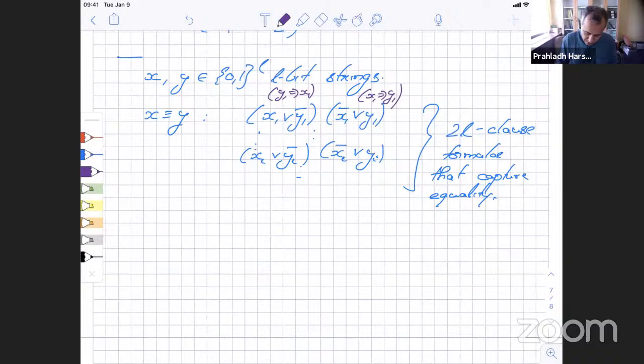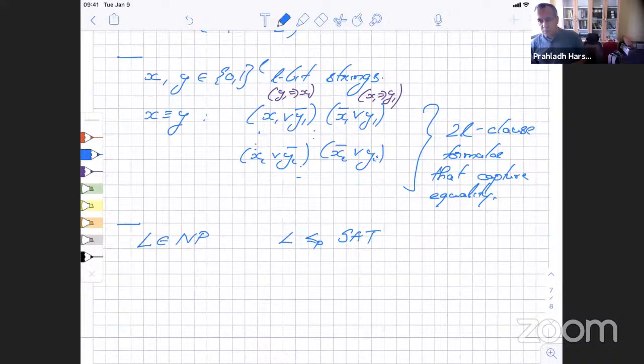Okay. Now let's go into Cook-Levin. So we want to now show that, let L be any problem in NP. We want to polynomial time reduce L to SAT. First we'll do SAT, then we'll do 3-SAT.